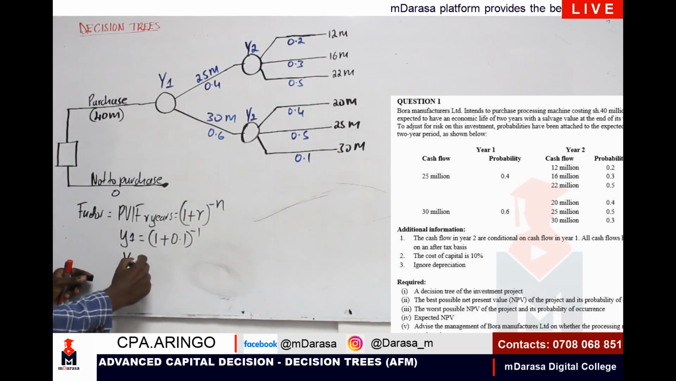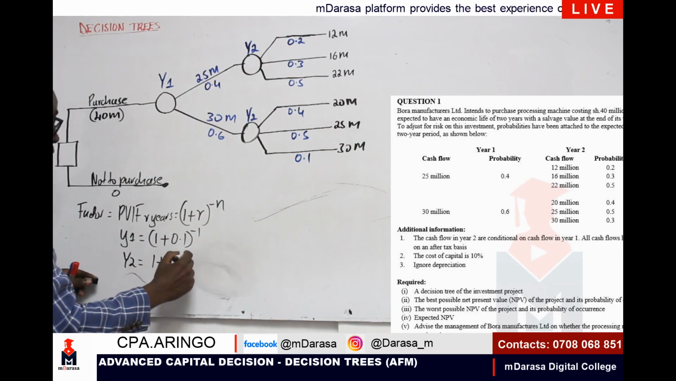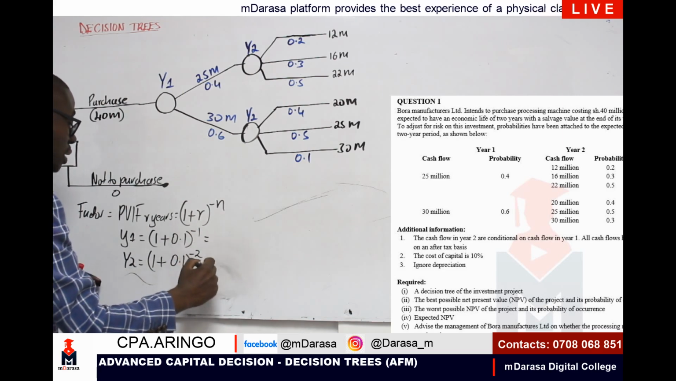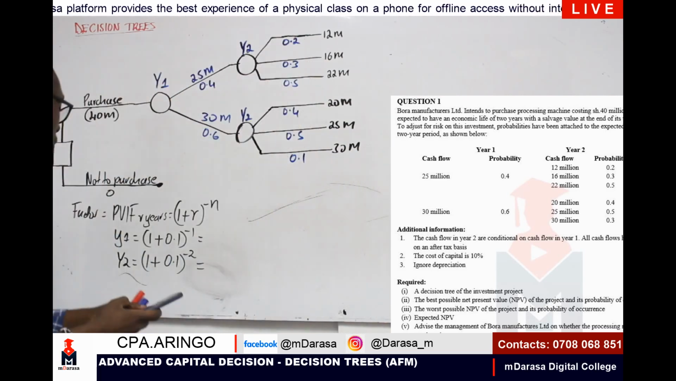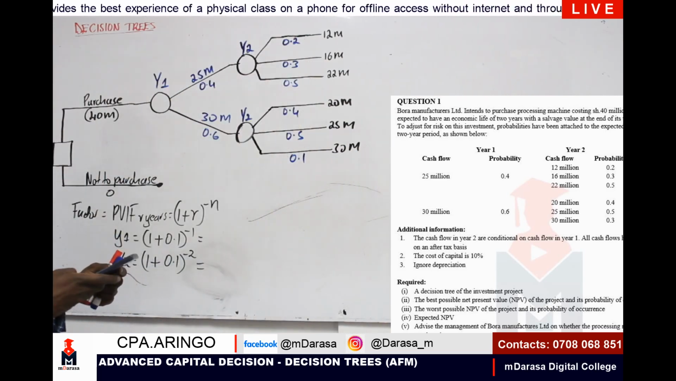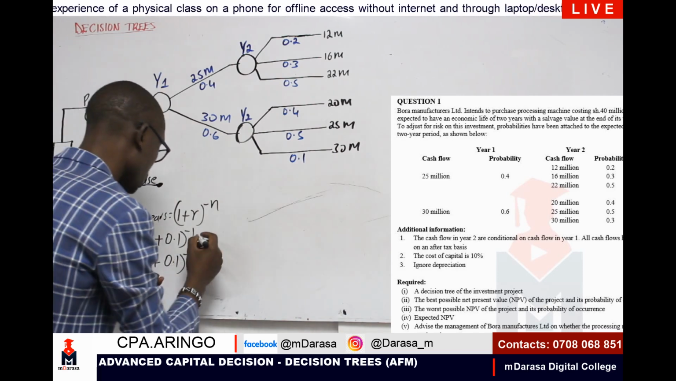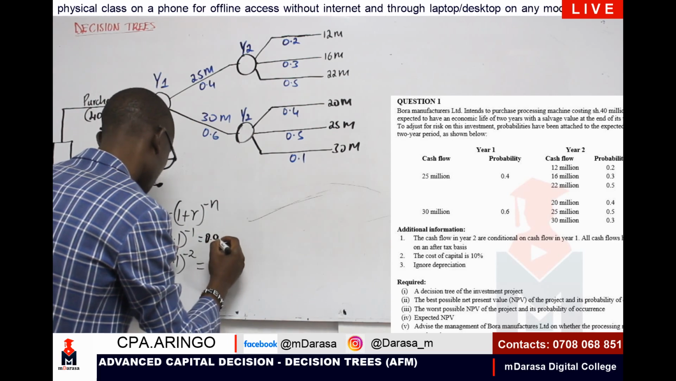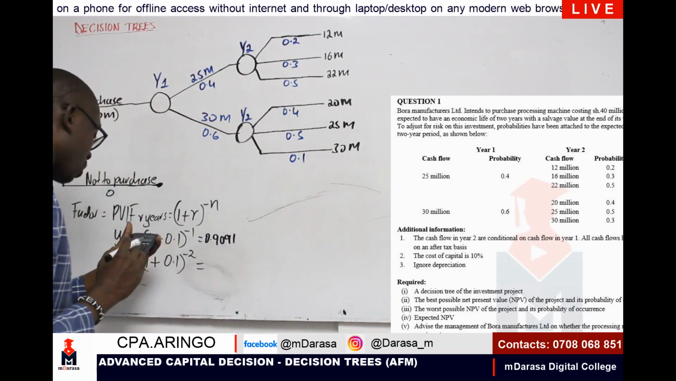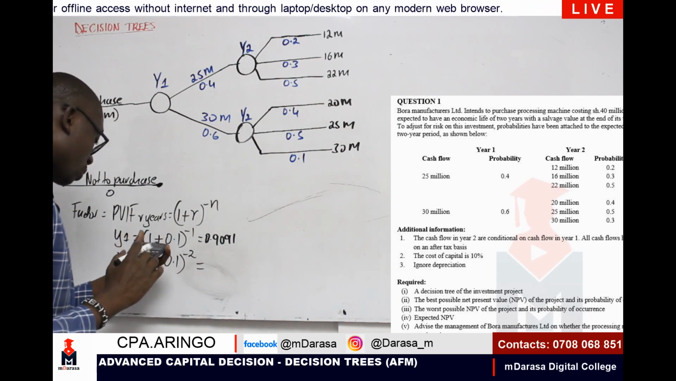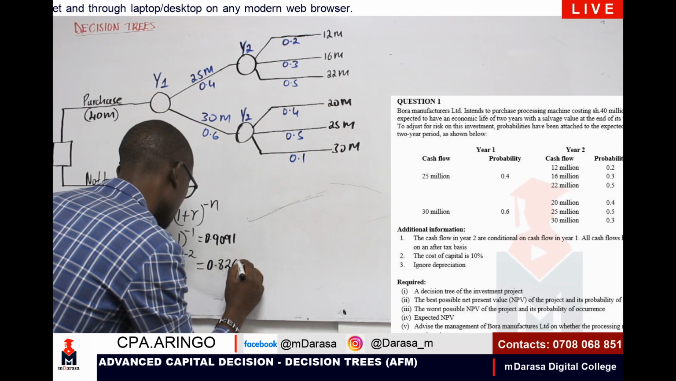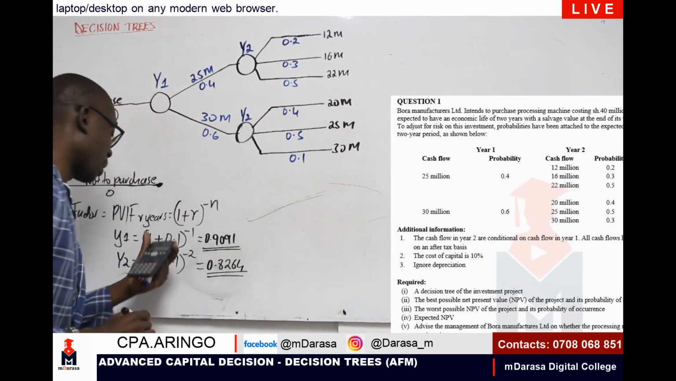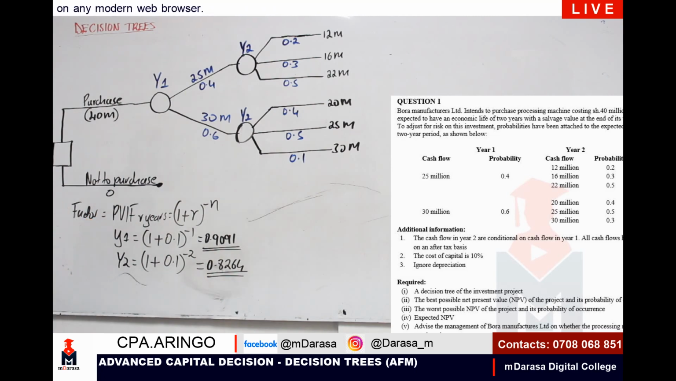Year 2, what will you be having in year 2? 1 plus 0.1 raised to the power negative 2. In this case, what will you be having? I'm going to pick my calculator. Remember that you can also check it on your table. So I'm having here 1.1 raised to the power negative 1, which gives me a figure of 0.9091. The other one, 1.1 raised to the power negative 2, should give us 0.8264. Kindly, guys, you can confirm if you are getting that.